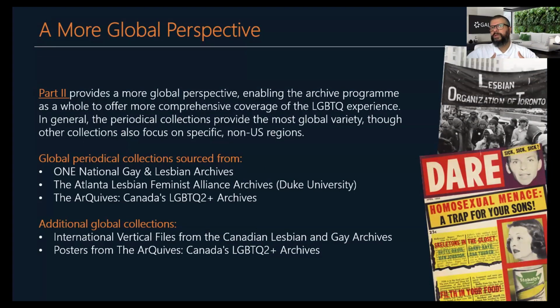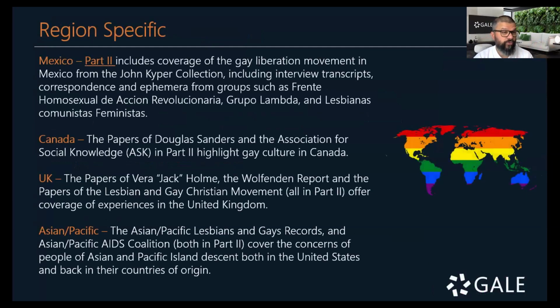So with part two, we've expanded the collection, the source libraries. We went a little bit further outside, looking at more far-flung areas, so to speak, in digitizing content. And then it's also region-specific. You can see we've got content coming in from Mexico, Canada, the UK, as well as Asia and Asia Pacific. There's also a bit of content, like I said earlier, from Australia and New Zealand that you'll be able to find in this archive.